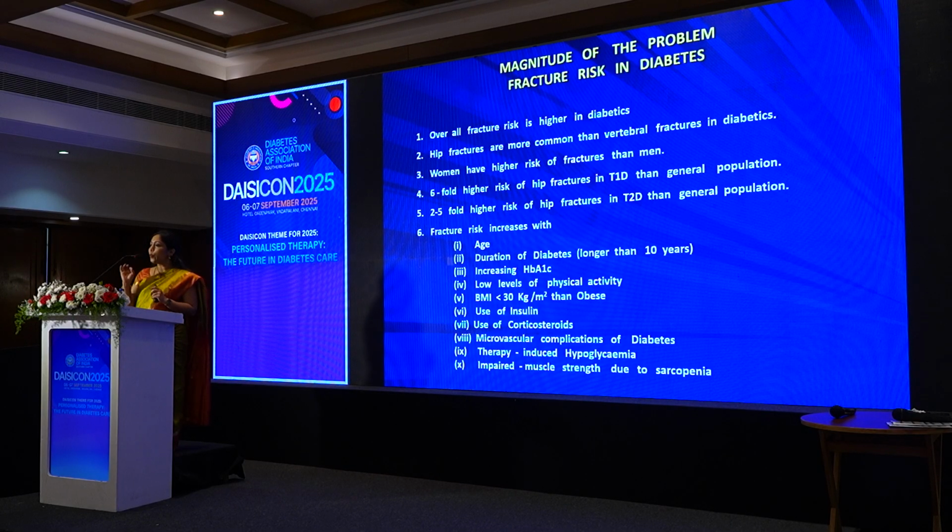There is a 2.5-fold higher risk of hip fractures in people with type 2 diabetes than the general population. Of course, age, duration of diabetes, HbA1c, and the kind of drugs that we use today, with the advent of SGLT2 inhibitors and the weight loss medications that we have today, along with sarcopenia, we also have to keep in mind that there is a hit on the bone health that parallels the weight loss that these drugs bring in.